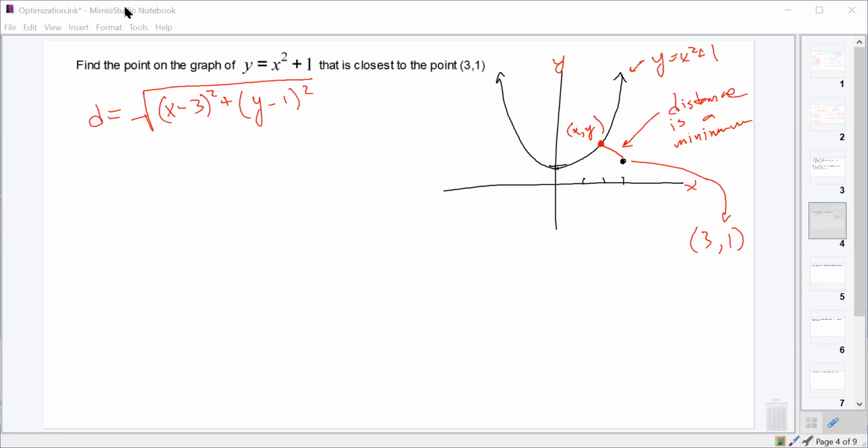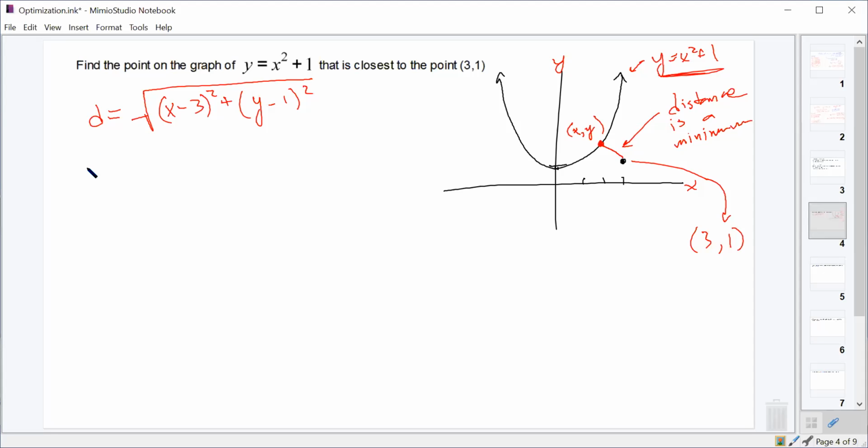All right, so what's wrong with this distance equation that we've got here? I mean, there's nothing wrong with it, but what's causing a problem with it? We have 2 different variables. So is there a way to get rid of the y variable, let's say? Substitute it with the function. Yeah, the function itself is y equals x squared plus 1.